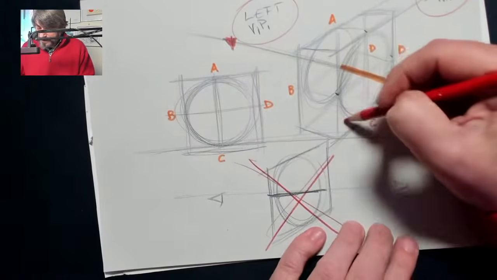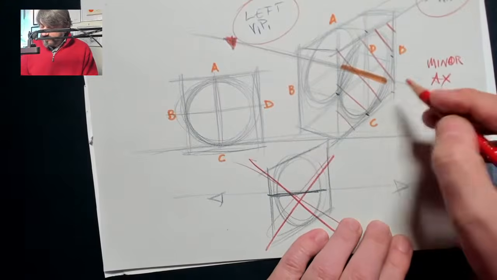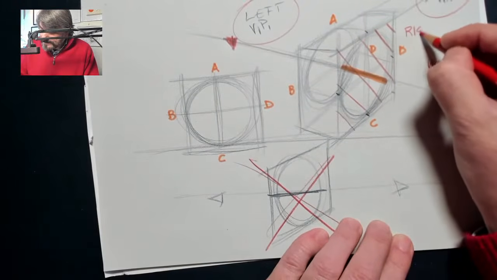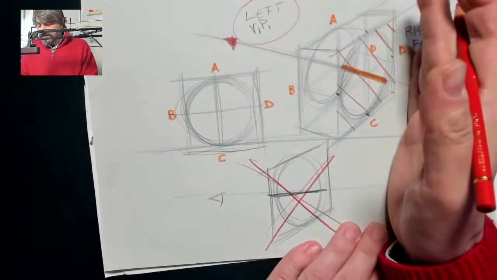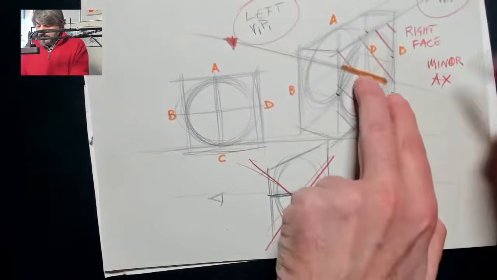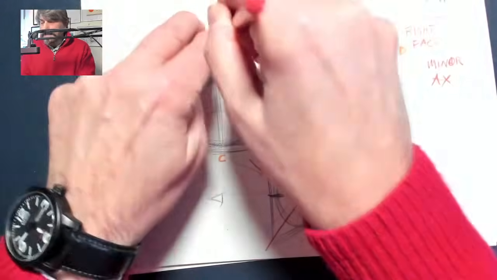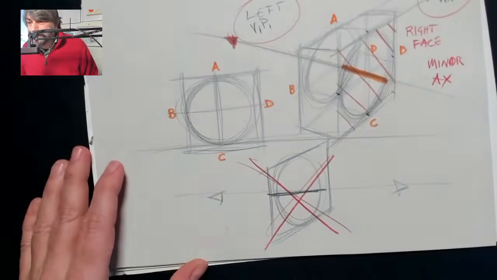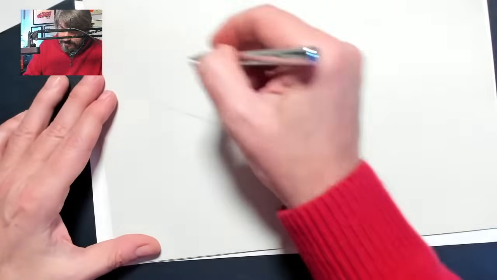If the face is this one, okay, this is the right, I call it the right face, because it's on the right, and this one, it's on the left. So it's on the right, minor axis, left vanishing point, right, left. And what's going to happen if we have to do a sketch that is on this way, left and right? Let's do it.